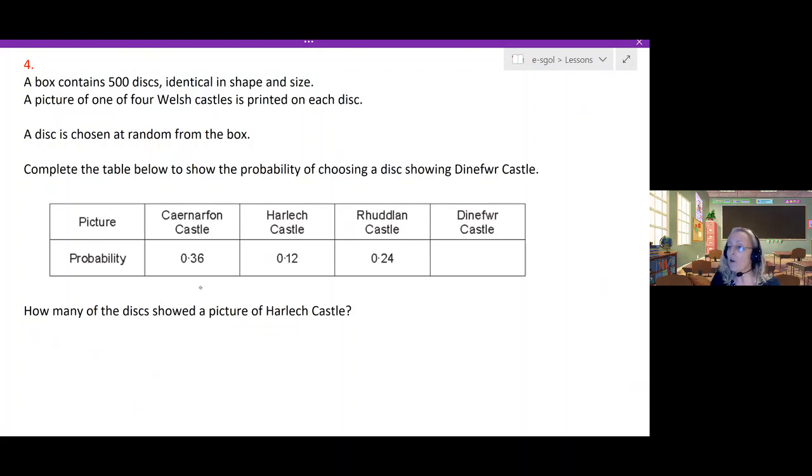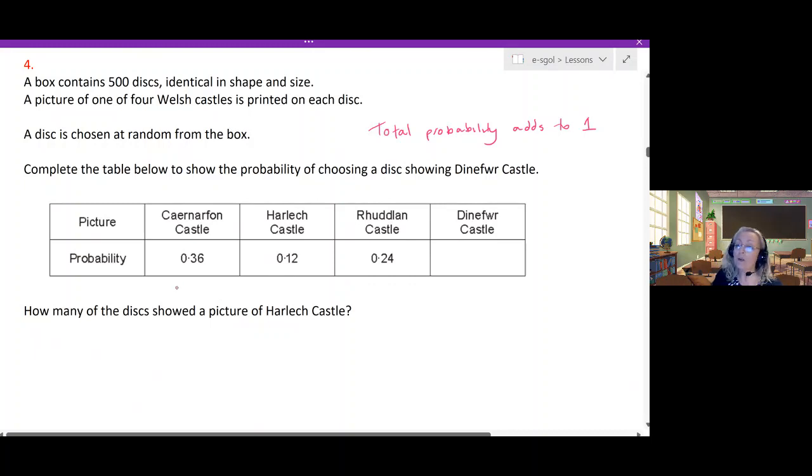So we've got 4 castles here, and 3 of the probabilities are filled in, and this last one isn't. Now, what we need to know here is that total probability adds to 1. So I'll just write that down. So what we need to do is add up what we've been given and then work out what is missing to make this add up to 1.